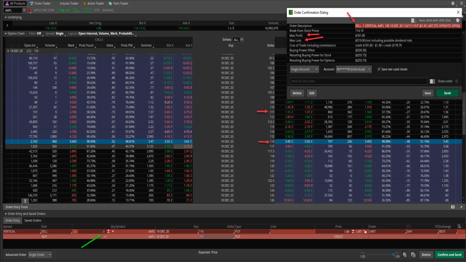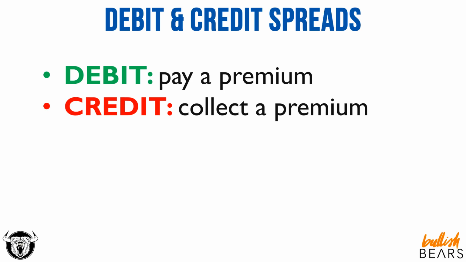So this is where credit spreads come into play, that combination of selling and buying an option. You'll see that the max loss ends up being a lot lower, and that's why credit spreads are a very popular strategy. So again, with debit and credit spreads, with a debit spread, you pay a premium, so just think about using a debit card, you're paying, and with credit spreads, you collect a premium.